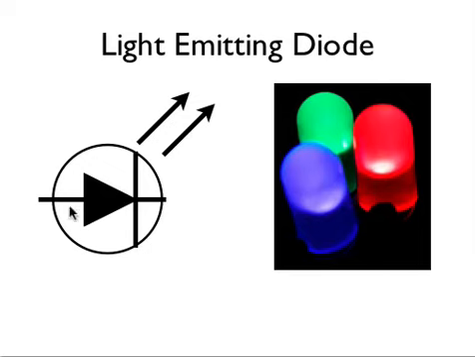Light emitting diodes are diodes. When electricity passes through them, light comes off. The diodes are better than regular lights because they produce mostly light, very little heat.